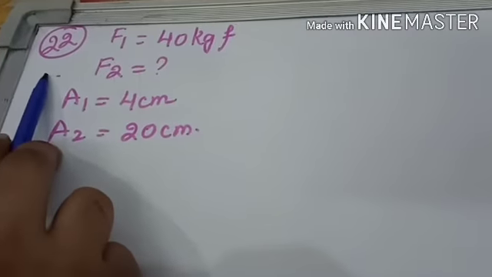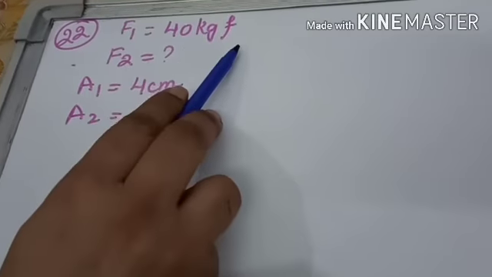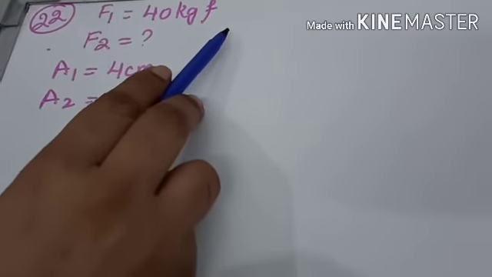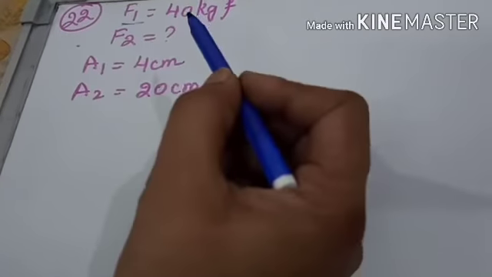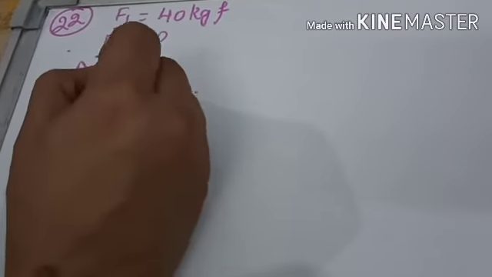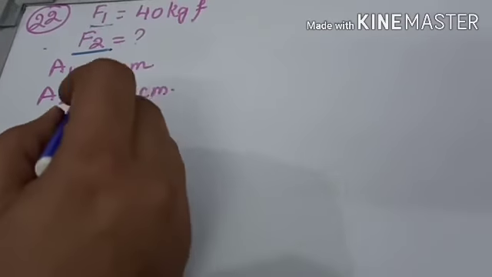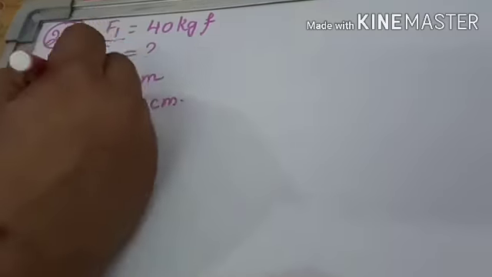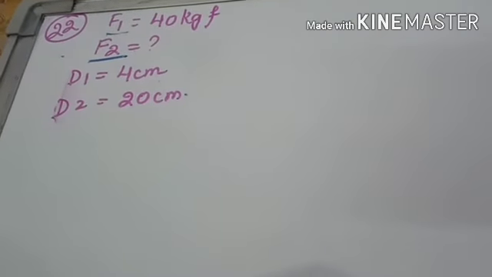Question number 22. It says that a force of 40 kgf is applied on the smaller piston of a hydraulic machine. So we have taken F1 for the smaller. Find the force exerted on the large piston F2. The diameters of the pistons are given to us. D1 is 4 centimeter. D2 is 20 centimeter.